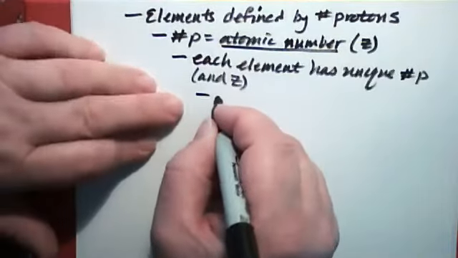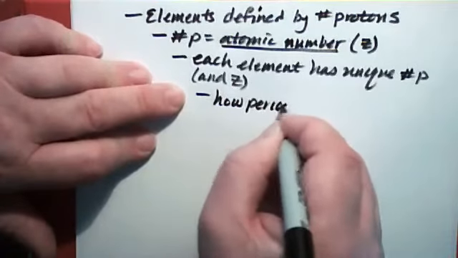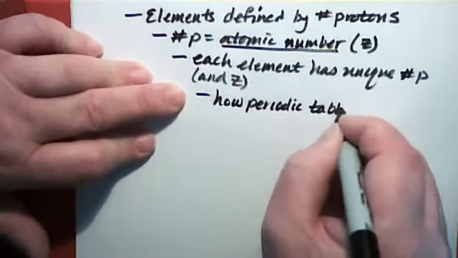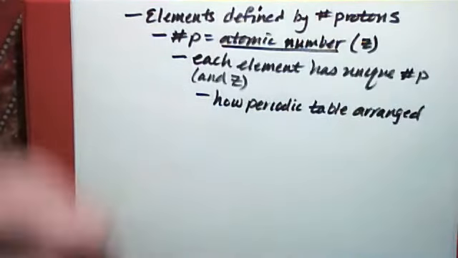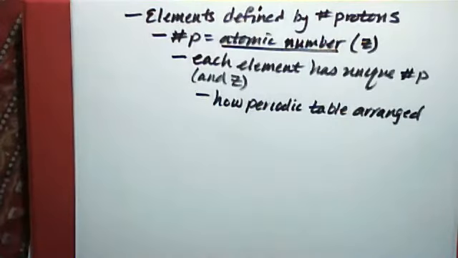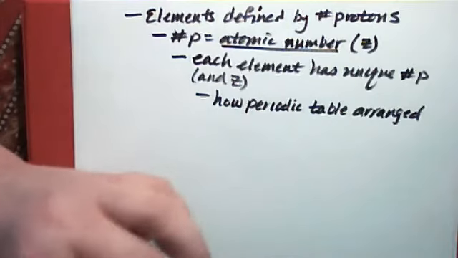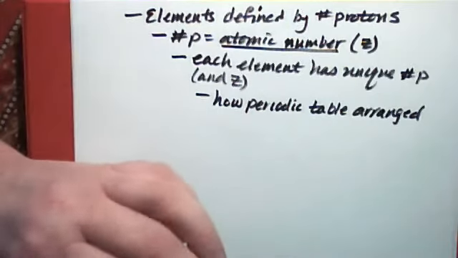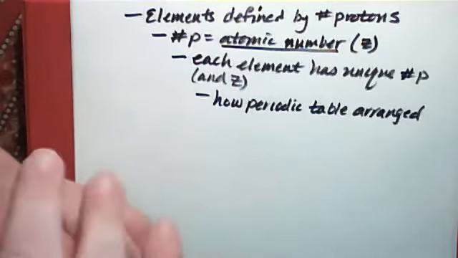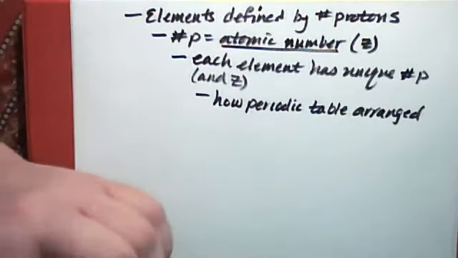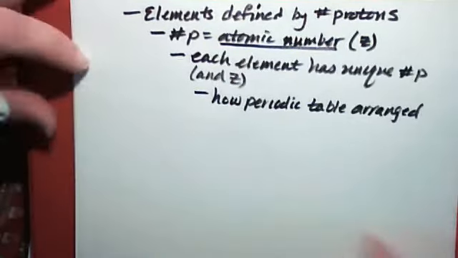And that's basically how the periodic table is arranged, in order of increasing atomic number. If you look at the periodic table, you notice that the atomic number, which is the whole number within each square, goes up by 1 for each successive space that you move left to right. And that's because the number of protons in the atoms of an element goes up by 1 for each successive element.